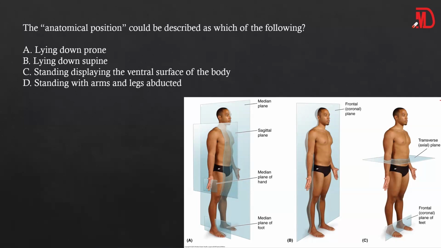Now, standing with arms and legs abducted means the arms are lifted away from the sides of the body, that is, they move outward, and the legs are spread apart, that's away from the body's midline. I already explained it earlier on. All right. So again, none of them meets it except for standing, displaying the ventral surface of the body. That is part of our description for anatomical position. And that is why over here, your answer should be C.